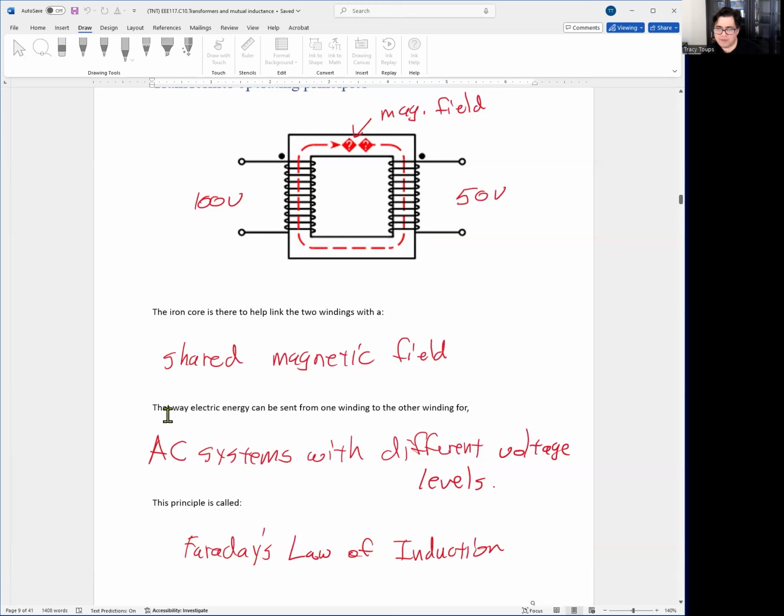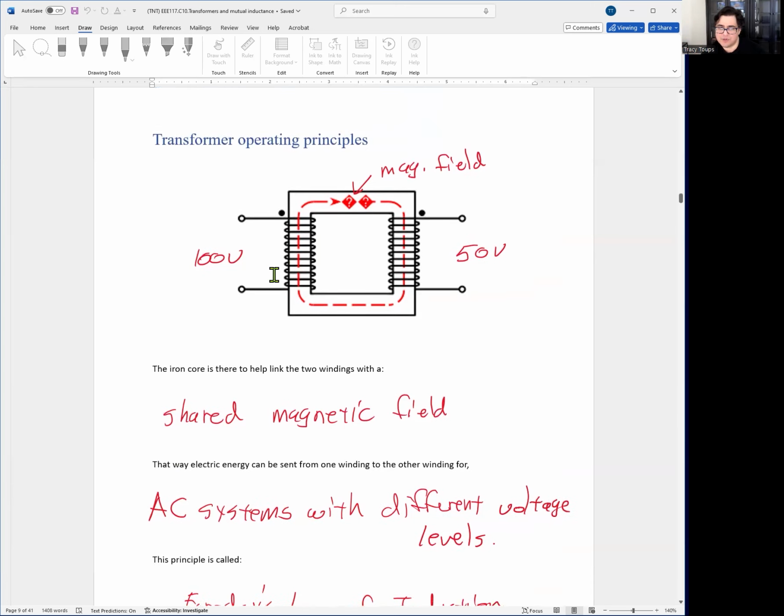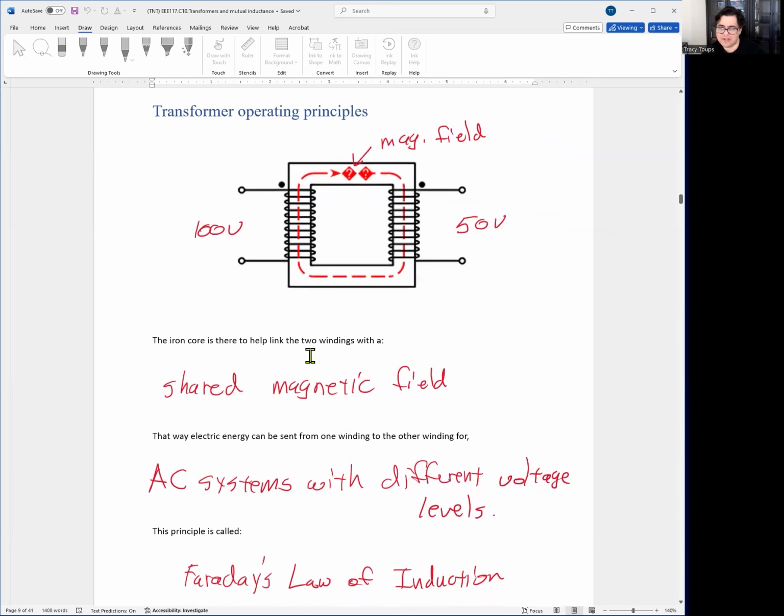That way, the electric energy can be sent from one winding to another for AC systems with different voltage levels. Remember, we're talking about distribution. Generation is low voltage. Transmission is higher than distribution back to low. This idea of two coils with a magnetic field in between will help us link two separate voltages without blowing things up. Now, this principle is called Faraday's law of induction.